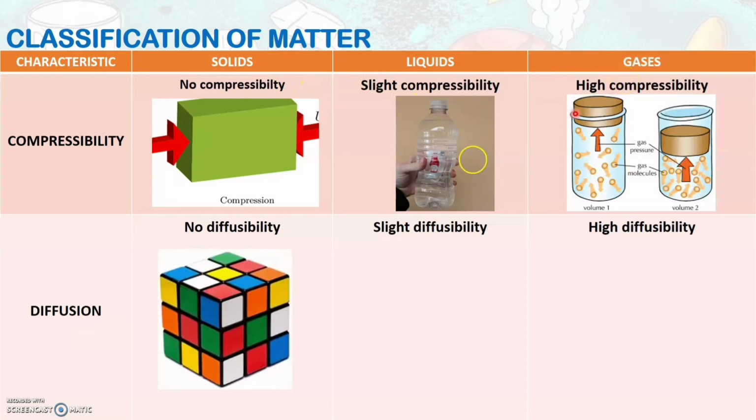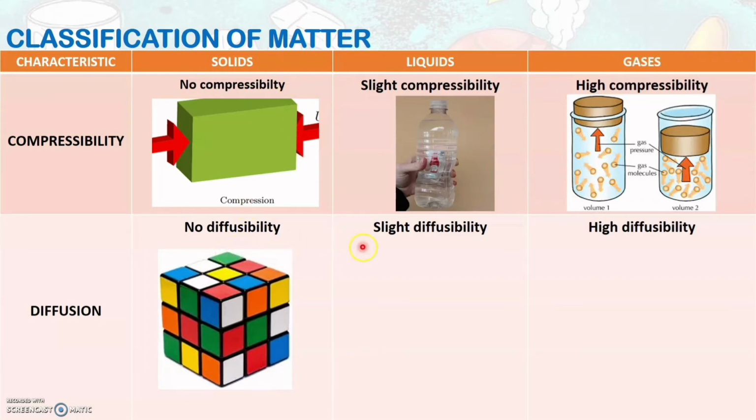Now, look into this picture. We know that this is a solid object. Yes, it is a cuboid. Now, we have also learned that solids have a definite shape. They have a definite volume, which means they occupy a fixed amount of space. We have also learned that the particles in case of a solid object are closely packed, which means they do not move around easily. That is why solids have no diffusibility.